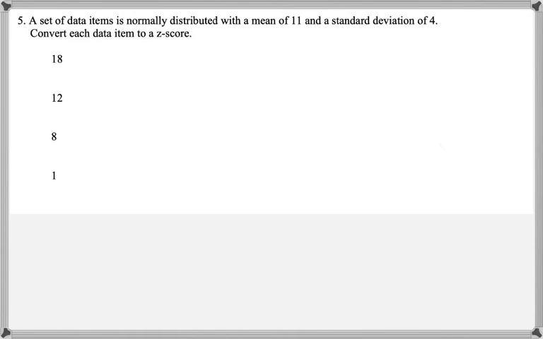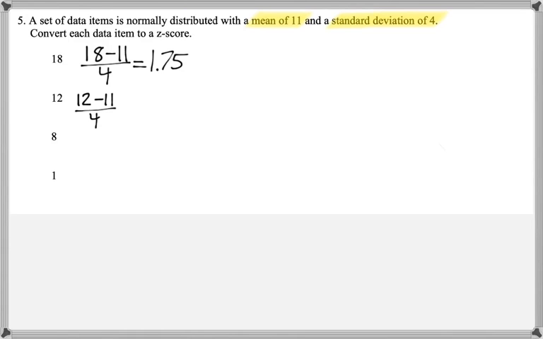A set of data items is normally distributed with a mean of 11 and a standard deviation of 4. Convert each data item to a z-score. So for 18, we want to take 18 minus the mean and divide it by the standard deviation. So 18 minus 11 divided by 4, and that's 1.75.